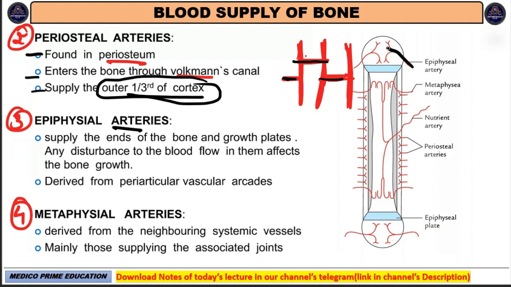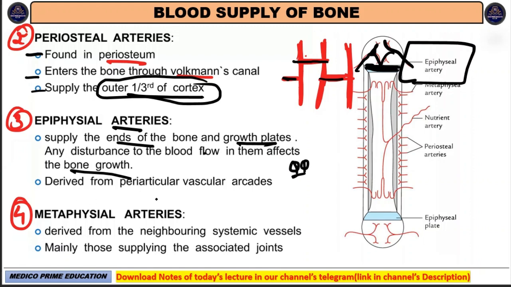Here you can see the epiphyseal artery. You all know it supplies the epiphysis, the end of the bone, and the growing plates. This, in blue, is the epiphyseal plate, known as the growing plate. If there is any disturbance to the epiphyseal artery, it will also affect our bone growth. So this is a very important concept: if the epiphyseal artery is disturbed, it will disturb the growth of our long bone.